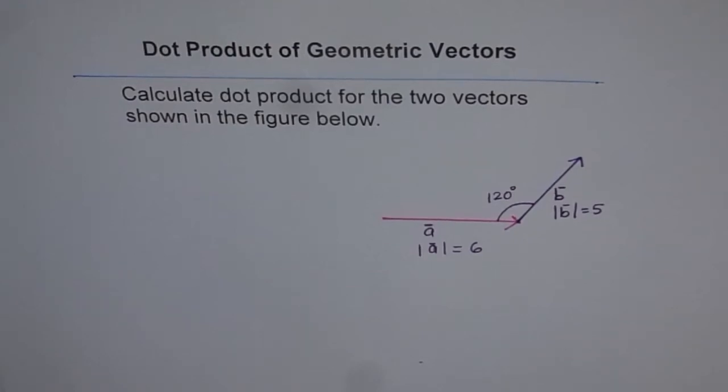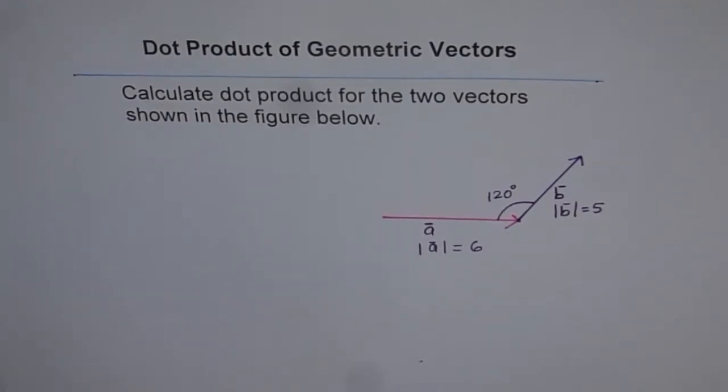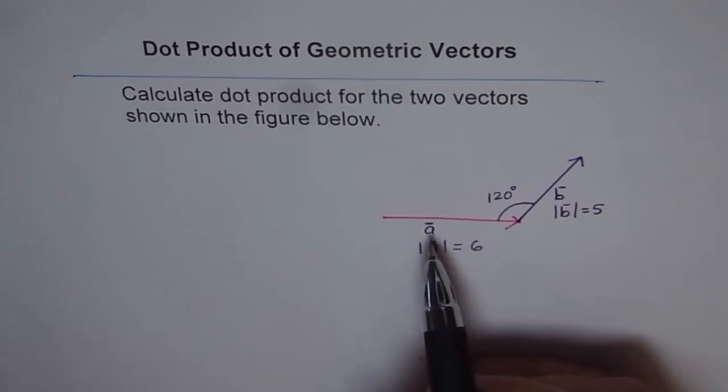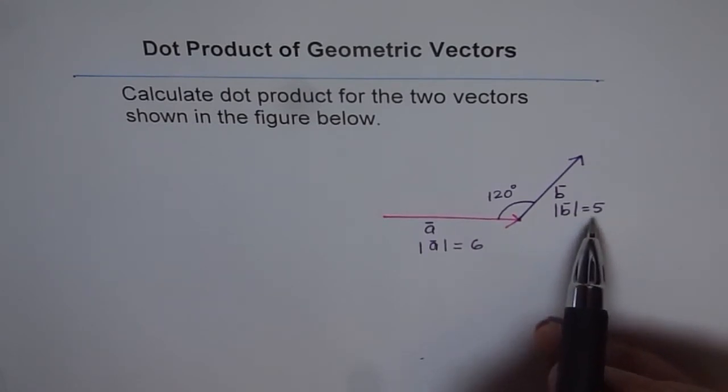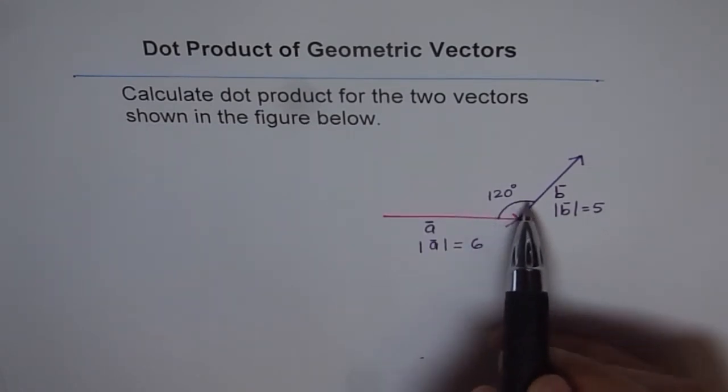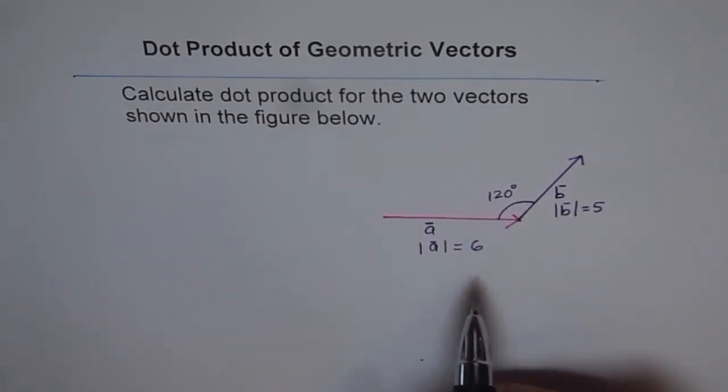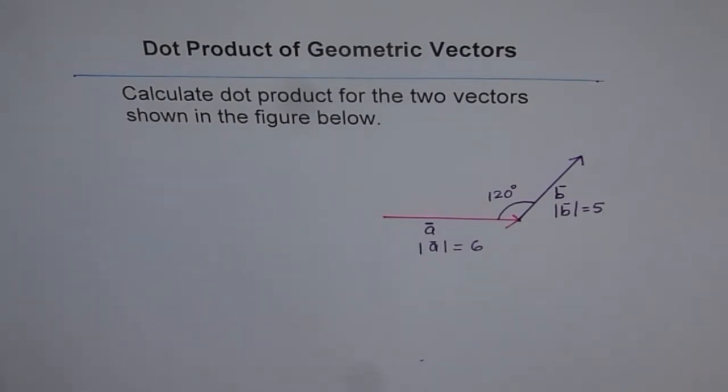So let's continue with dot product of geometric vectors. Calculate dot product of two vectors shown in the figure below. So we have two vectors here, vector A and B. Magnitude of vector A is 6, magnitude of vector B is 5, and this is the angle which is shown here between them. Now, you need to find dot product of these two vectors. So give me your answer.